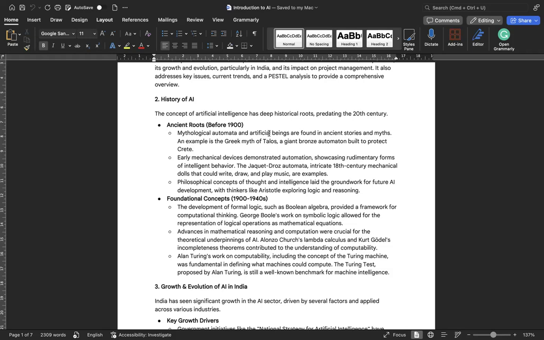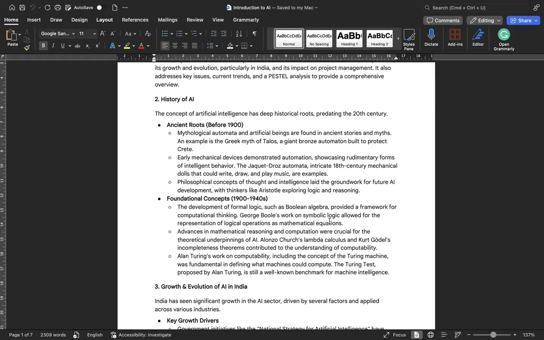So first we had the ancient roots and then we had the foundational concepts. For these foundational concepts in the 1900s to 1940s, we had the development of formal logic such as Boolean algebra, and it can provide a framework for all the computational and mathematical thinking as well. The example would be George Boole's work on symbolic logic, which allowed for the representation of logical operations as mathematical equations.